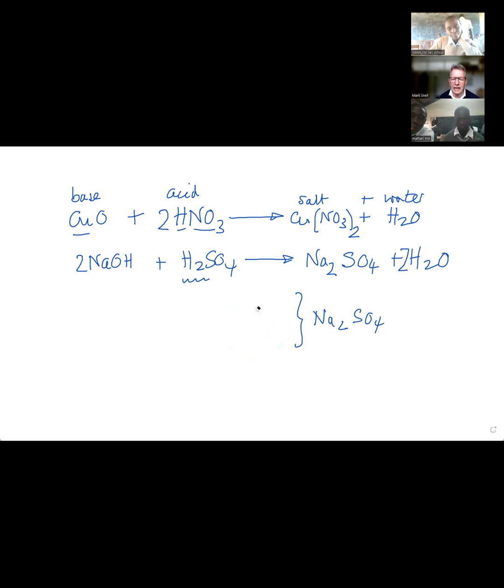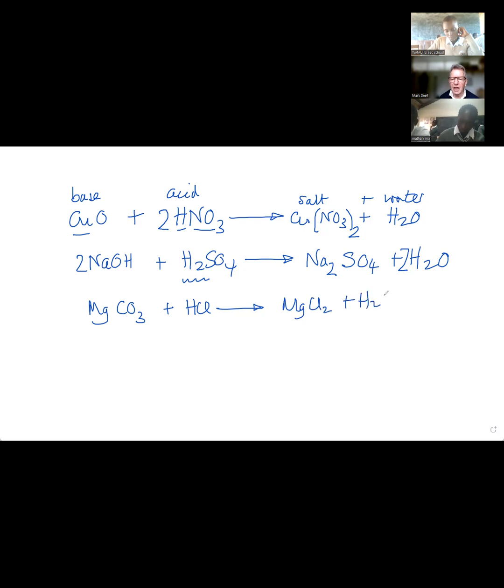The next one is magnesium carbonate. Magnesium has a valency of 2 because it's in group 2, and HCl. Now this is a carbonate and an acid. They make a salt, MgCl2, and water and carbon dioxide. And rather nicely, this one is almost completely balanced already, just 2 there, and we are okay.